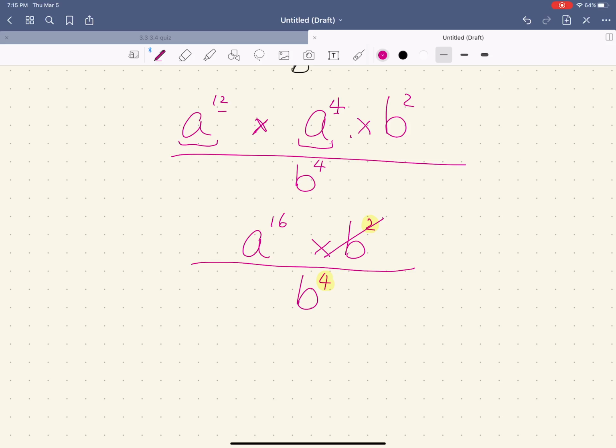B2, this is gone. If divided by B2, this is gone. Divided by B2 is B2 left here. Okay, so you have two B's left here. So in the end, you will just write a to the power of 16 over b to the power of 2. That's the final answer.